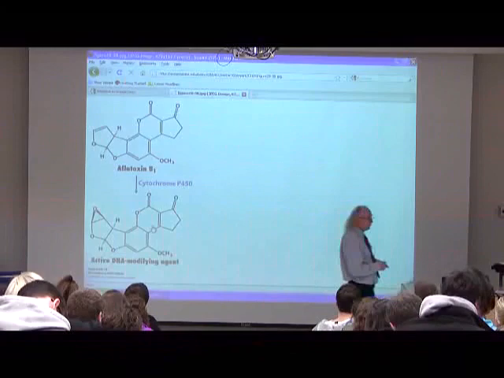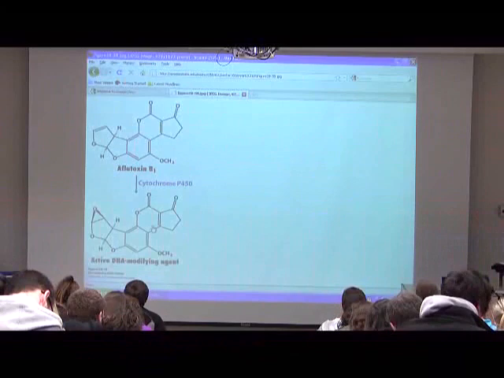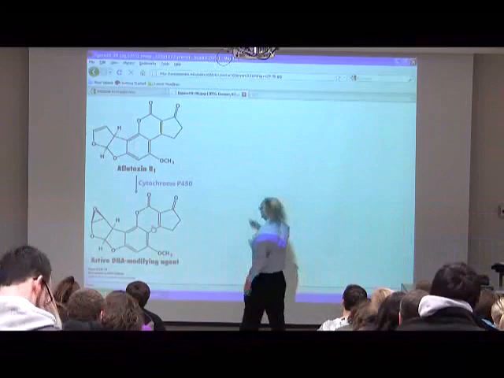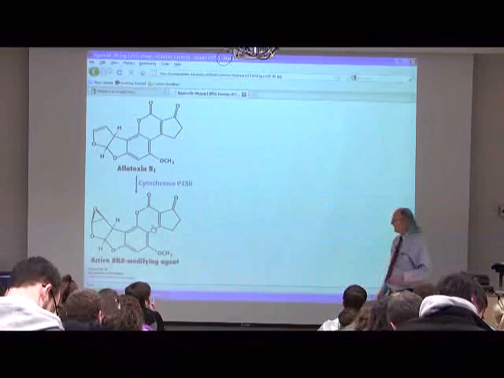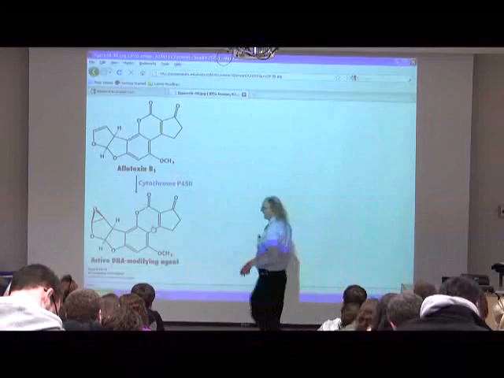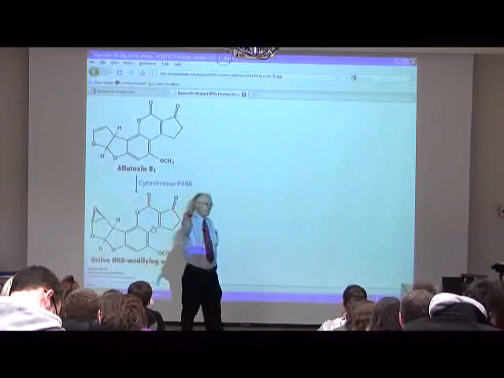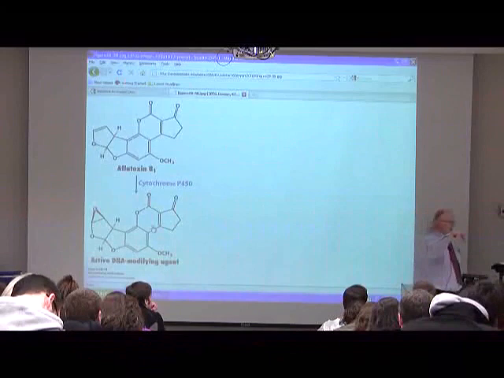When you eat aflatoxin, your liver converts aflatoxin B1 into a very active DNA modifying agent. That active DNA modifying agent will react with DNA simply by touching it. Okay? Notice this very tight ring right here. When this thing hits DNA, it will break this bond and link itself onto DNA. Real problem, because now you've got this big honking molecule that's sitting there on the DNA.